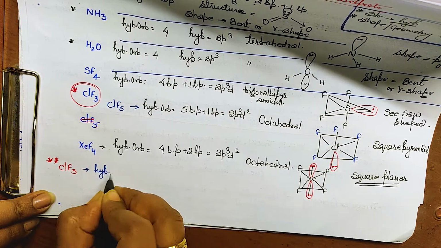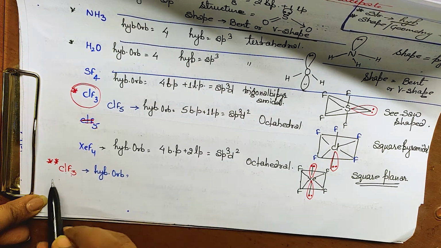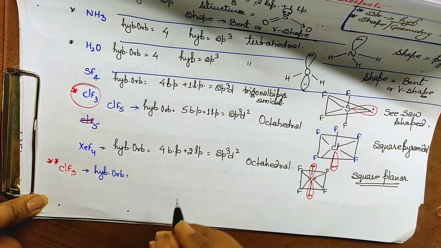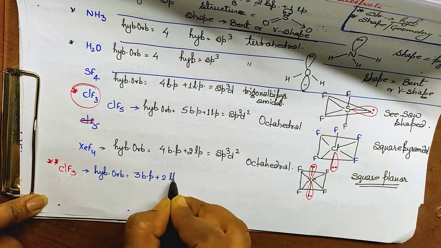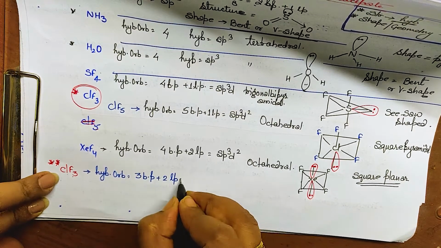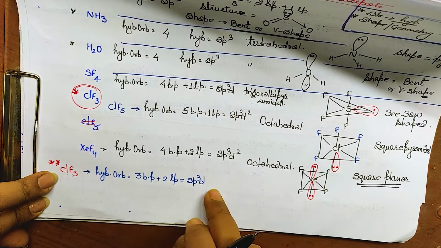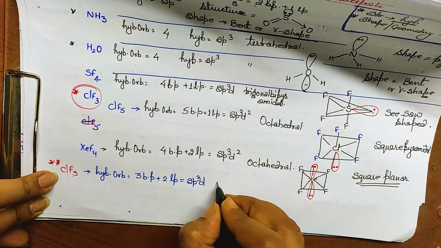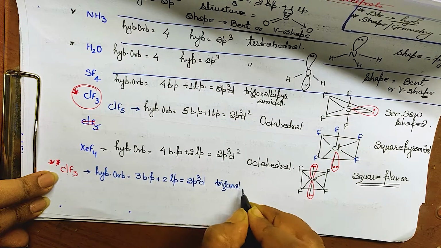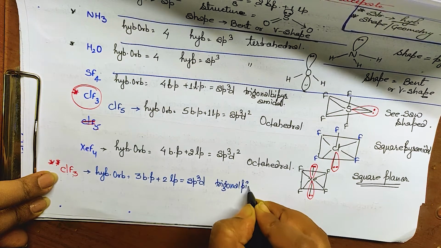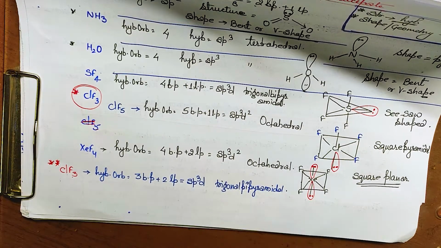Hybrid orbital, that is 7 plus 7 into 3, 21 plus 7, 28. 28 divided by 8, it will be 3 bond pairs and 2 lone pairs, isn't it? Yes or no? So total is 5. That means hybridization is going to be sp3d. And if sp3d is there, then the structure will be trigonal bipyramidal. Any doubt in this?